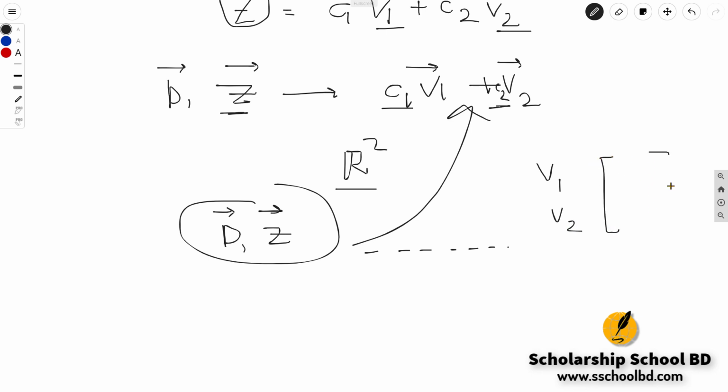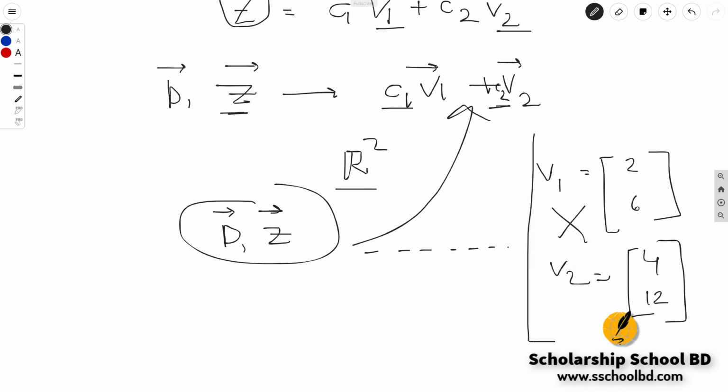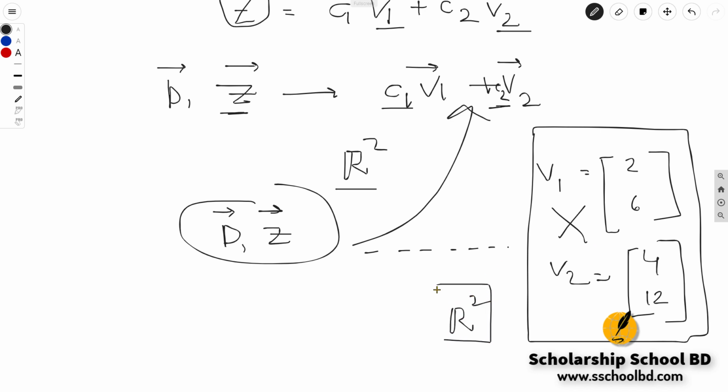For example, let me delete this. If v1 is given as (2, 6) and v2 is given as a multiple of it, let's say (4, 12), then in that case not all R2 vectors could be expressed as a linear combination of these two multiple vectors. Other than this condition, all other vectors in R2 space can be expressed as a linear combination of any two given vectors, as long as they are not multiples of one another.